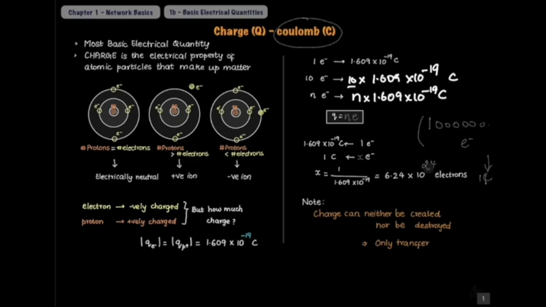Please note that charge can neither be created nor be destroyed. So charge can only be transferred from one place to another. So this means the algebraic sum of charges in a given network is always constant. So please note this. We'll use this multiple times in our network analysis, and the application is also wide.